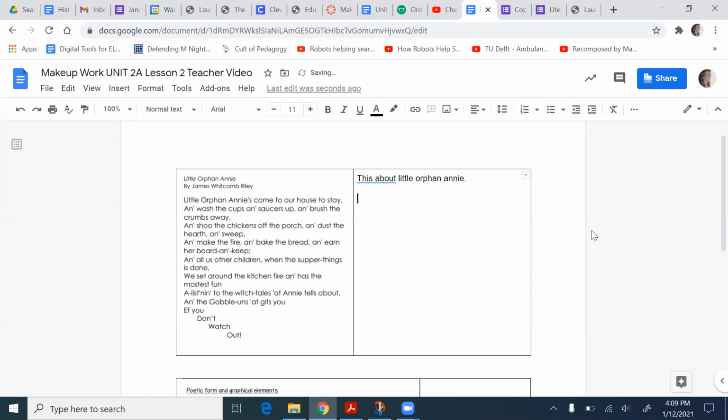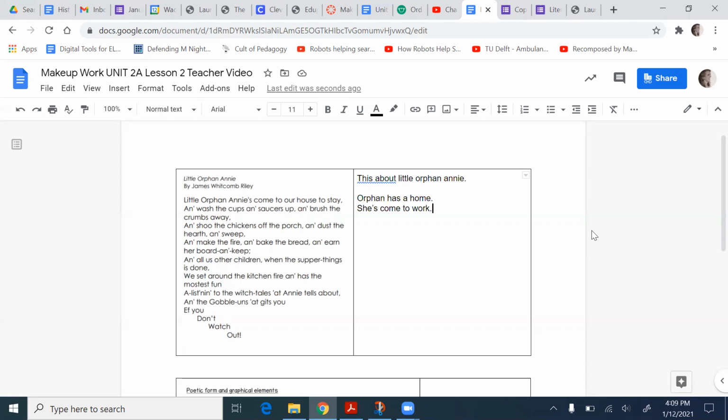Okay, so what do I understand? Little orphan Annies come to our house to stay. Okay, so this orphan has a home. And wash the cups and saucers up and brush the crumbs away and shoo the chickens off the porch and dust the hearth and sweep. So she's come to work. That's what I'm understanding. Not just be a child. And make the fire and bake the bread and earn her board and keep.